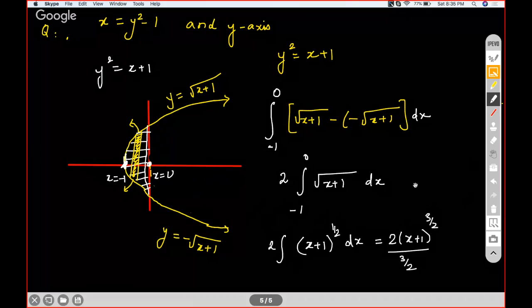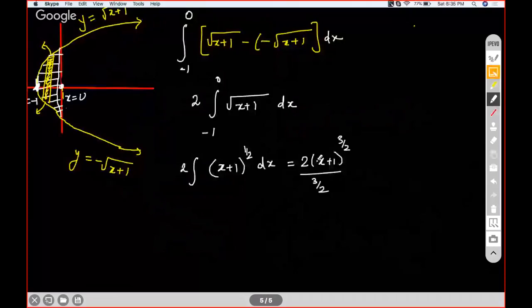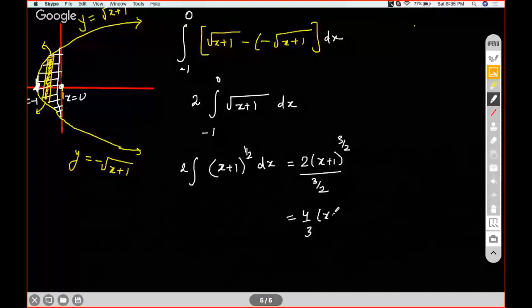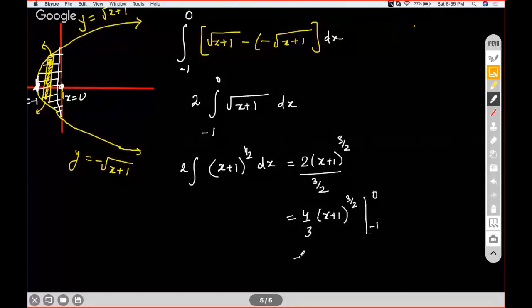So it's going to be 4/3 of x plus 1 to the power of 3/2. And we have to integrate it from -1 to 0. When you put in 0, it gives you 4/3. And when you put in -1, you'll actually get 0. So your answer is going to be 4/3 square units. Why square units? Because you're dealing with area. Got it? Let's take another example.